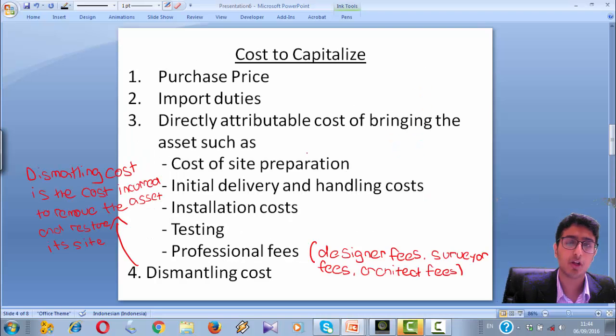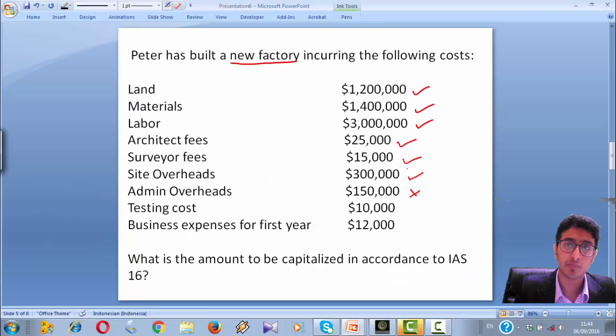Testing costs is also part of the cost to be capitalized, meaning we are going to put this as our cost of the asset. Okay? Now, how about business expenses for the first year?